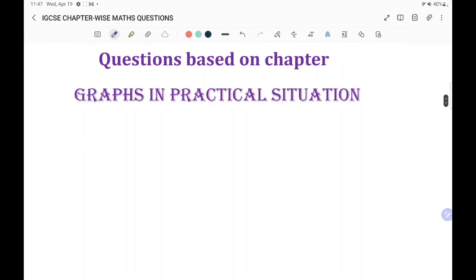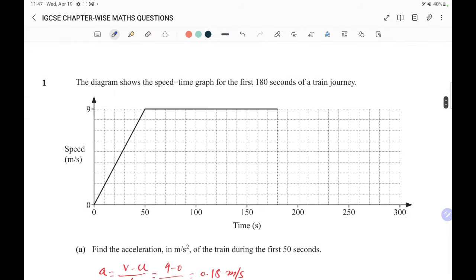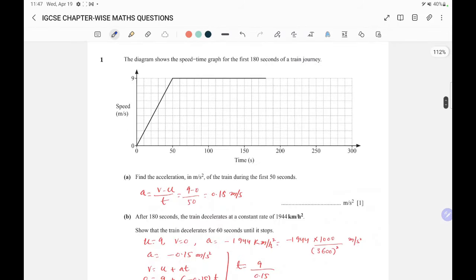Now come to the next question, which is based on graphs and a practical situation. So here a speed-time graph is already given to us. Find the acceleration. We know that acceleration is v minus u over t. This is for 50 seconds, right? 0 to here. So for this case, u is 0, v is 9, and t is 50. So v minus u over 50, final velocity 9 minus 0 over 50, which is 0.18. Okay, so that's great. Now come to the next part.